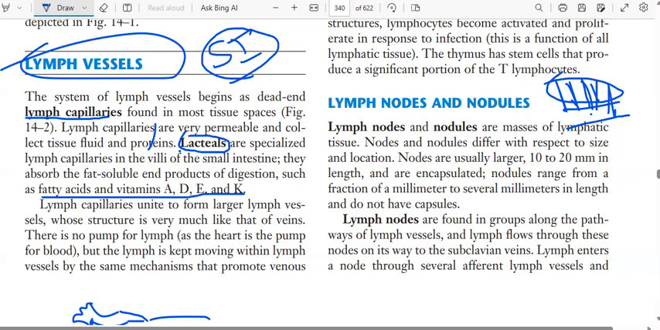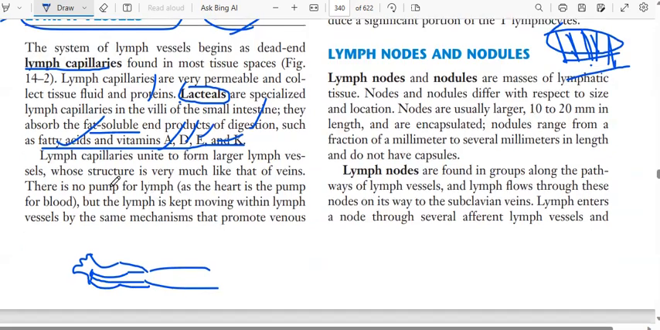Okay, what do they do? They absorb. What do they absorb? Fat soluble. Whatever fat is easily soluble is absorbed, and other digestive products like fatty acids, vitamins A, D, E, K. So these are all fat soluble vitamins. Okay, easily they absorb with the help of lacteals.